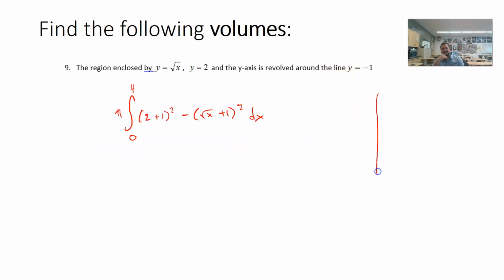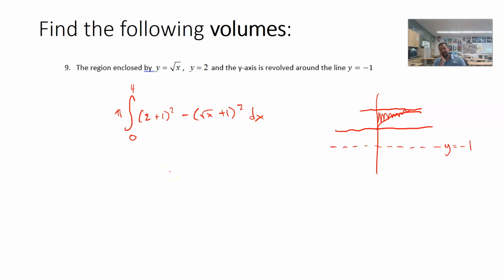On number 9, again, we're revolving around the line y equals negative 1. This one we can actually draw. Y equals the square root of x looks like this. Y equals 2 is up here. So I would find out that I'm going from x equals 0, then those two graphs cross at x equals 4. So I'm doing the integral from 0 to 4 of pi times, we're revolving around this line down here, y equals negative 1. So the function that's further away is 2, so I'd go 2 minus negative 1, that's the same as plus 1, minus the square root of x minus negative 1, again plus 1, and then we square both of those.